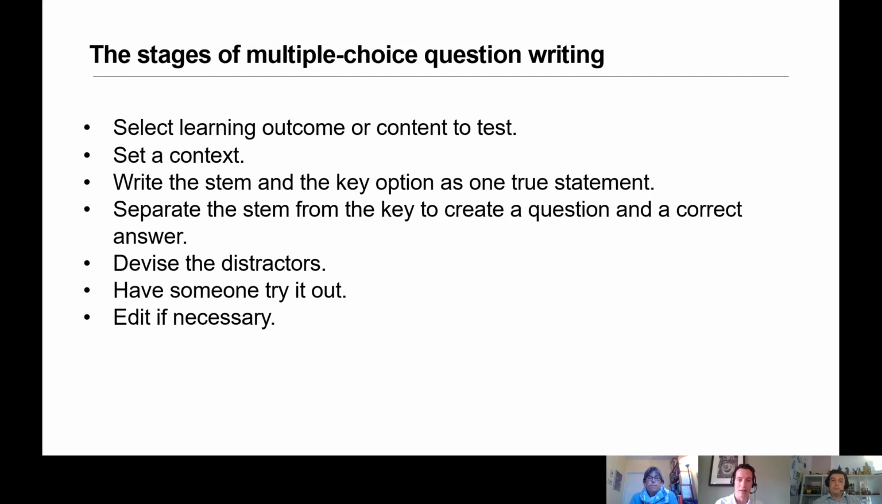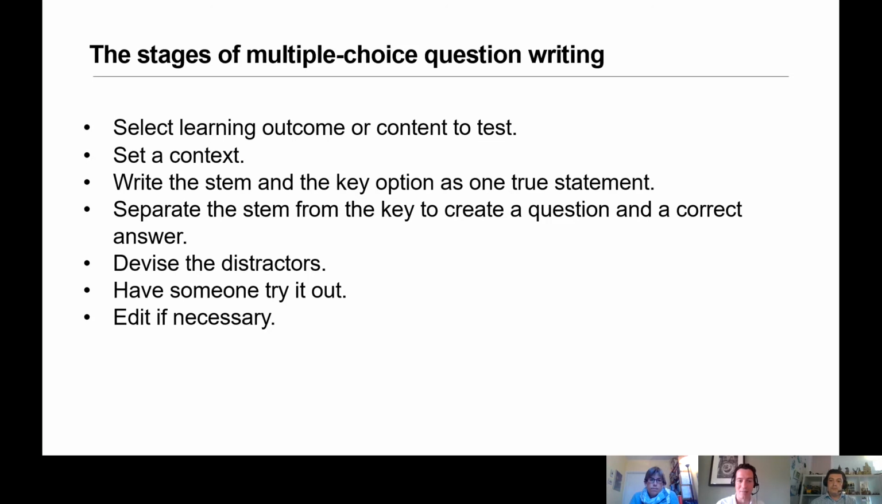So if you line out a full sentence about the particular learning outcome or the knowledge that you want to get from that particular MCQ question, that's a really useful way, because that can help you at the next stage when you separate the stem, the main sentence or the main body of the question, from the correct answer to create your question and correct answer sections. And then you devise the distractors.